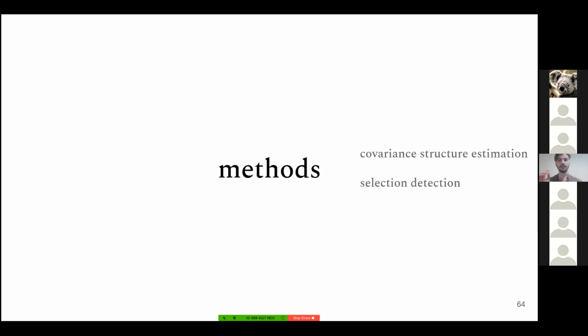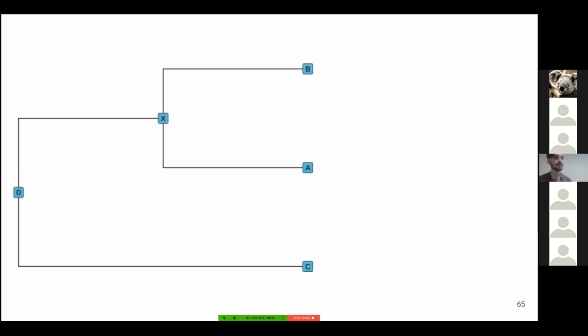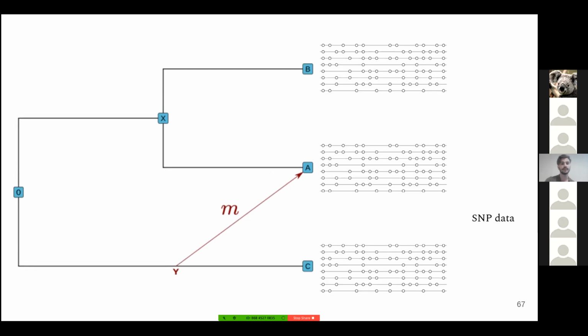So the methods used in this work can be roughly separated into two categories: covariance structure estimation and detection of selection. All of these methods will use genotypic data in the form of SNPs. Let's say we have three populations, A, B, and C, that have evolved in a tree-like fashion, and that it has also suffered a recent admixture event shown in red. So the objective is to estimate this unknown demographic history with only genotype data from the populations in the leaves A, B, and C.